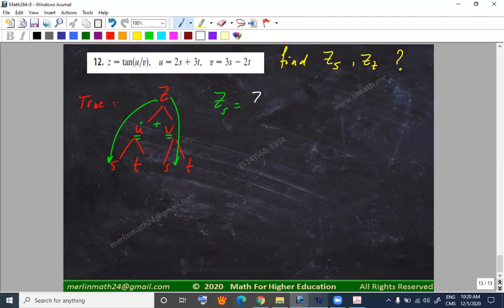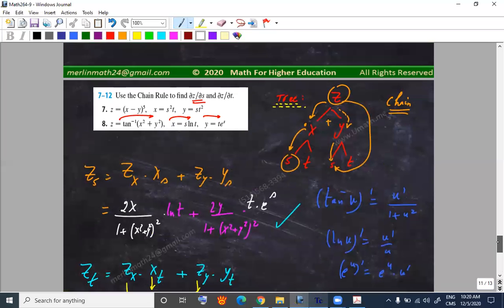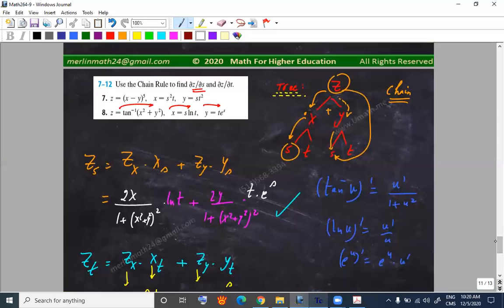Z_U times U_S. Be careful. I want to get to S. If you put Z_U and you said Z again, this is not true. You cannot say Z_Z. And when I reach Z_U, I continue U_S, plus Z_V V_S. Oh, good. It's written here even. You have the same tree.